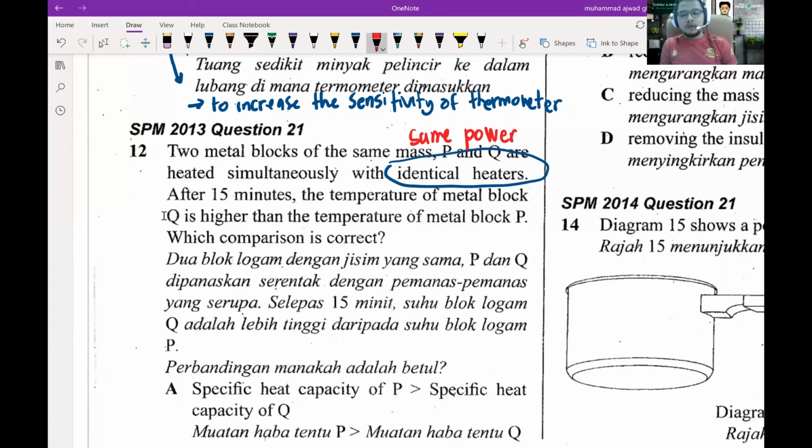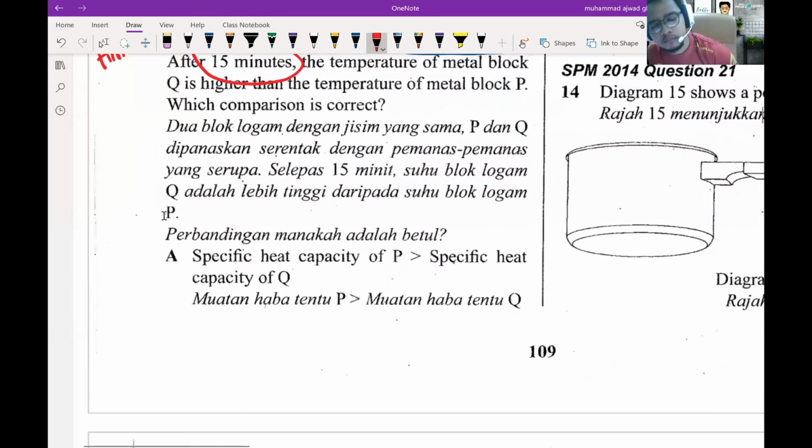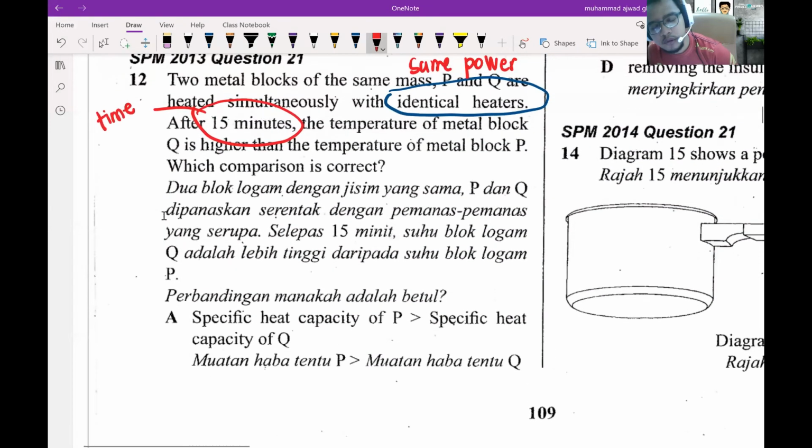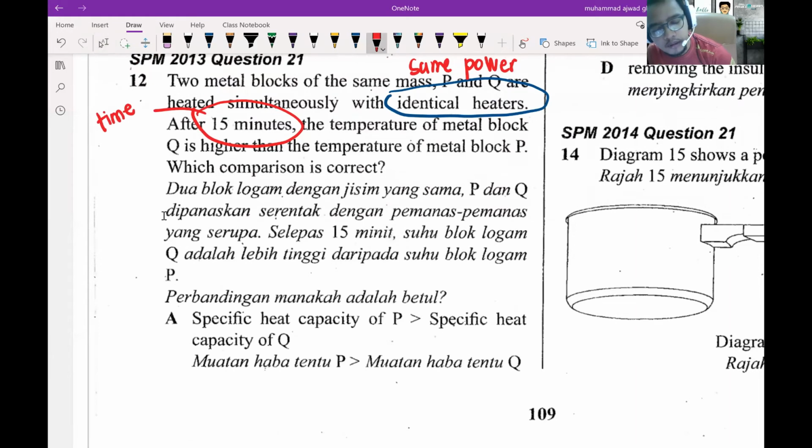Okay, lepas tu after 15 minutes the temperature of metal block is higher. So time dia sama. Okay, P and Q, the temperature of Q is higher than P. Which comparison is correct? Okay, same as, so masuk formula balik. PT equals to MC theta.